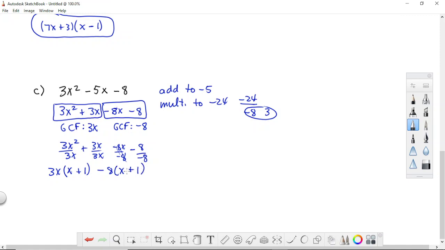So it worked. That's great, and we know it worked because we have that binomial as a factor of both of these products. So we factor it out, and it leaves 3x here and negative 8 here, and that's it. 3x minus 8 times x plus 1. We could FOIL that, and we should get this back, and I think we do.